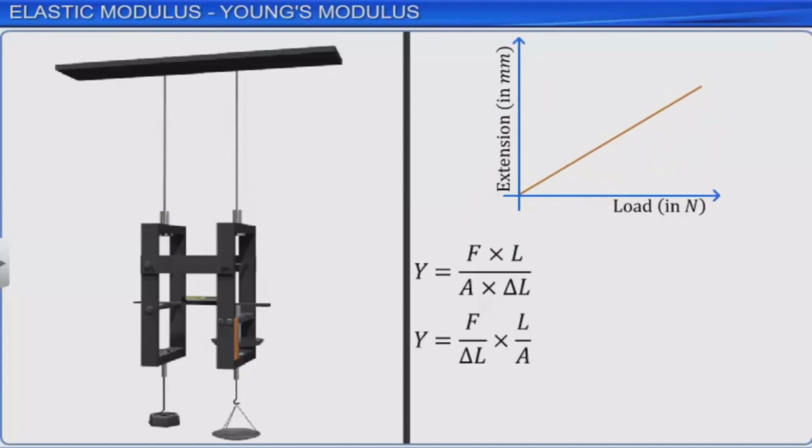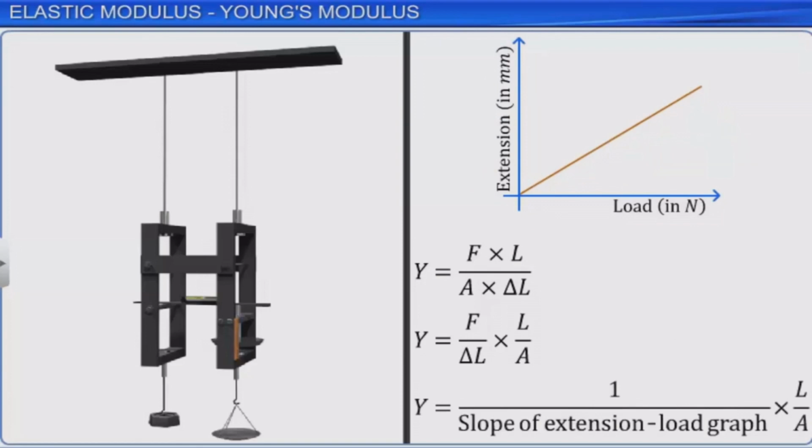The ratio of force F to extension delta L is calculated from the extension load graph, and the values of L and A are substituted. In this experimental method, tensile forces were used to determine Young's modulus. Similar results are obtained even if the load causes compressive stress by using a suitable experimental setup. We learned that Young's modulus can be experimentally determined by applying different tensile or compressive loads and measuring the change in length in each case.